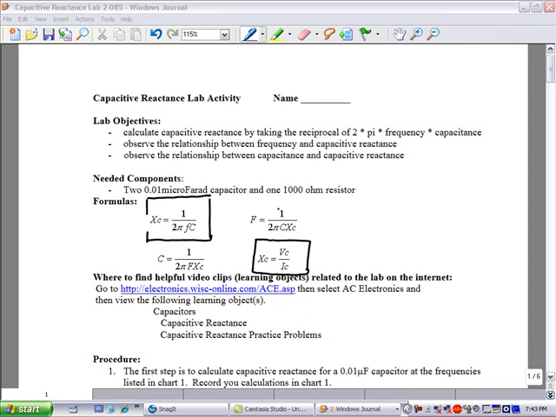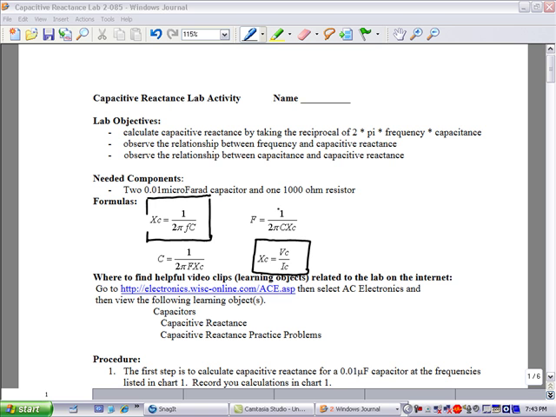Okay, this is the introduction to the capacitive reactance lab activity. The lab objectives are to calculate capacitive reactance, and we calculate capacitive reactance two different ways, to observe the relationship between frequency and capacitive reactance, and to observe the relationship between capacitance and capacitive reactance. What's required for the components for this lab are two 0.01 microfarad capacitors and a 1 kilo ohm resistor.